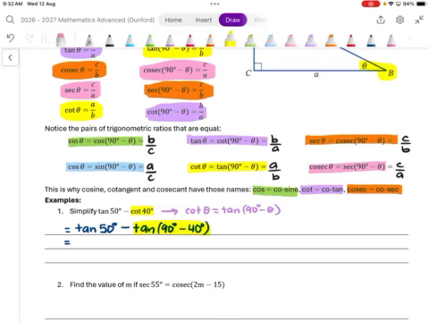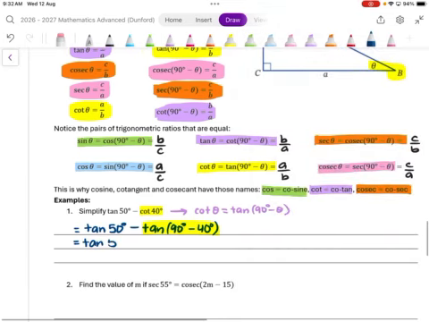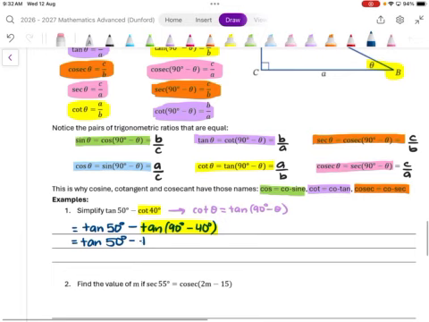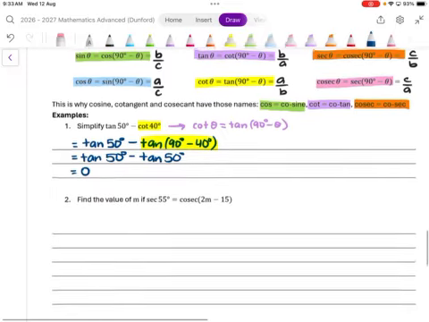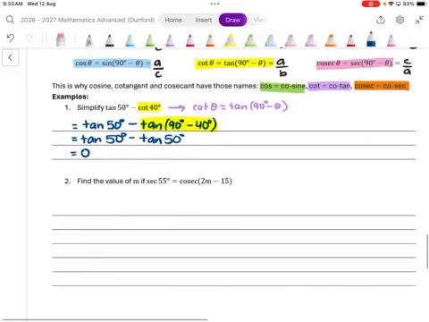So we'll have tan 50 degrees minus tan 90 minus 40, which is 50 degrees. What do we think tan 50 minus tan 50 is? 0, right? See how that works out nicely. How cool is that? How pretty. Works out as 0.